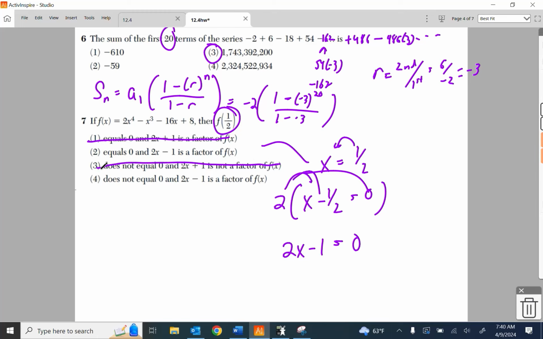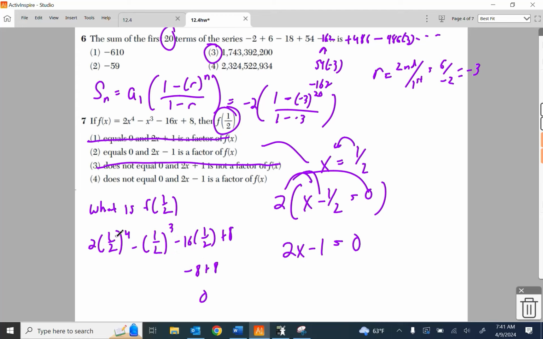All right. Now I want to know what f of a half is. That's the question. What is f of a half? That means everywhere I see an x, I plug in a half. 2 times a half to the 4th minus a half cubed minus 16 times a half plus an 8. That's going to be negative 8 plus 8, which is 0. That's cool. A half to the 4th is going to be a 16th. It's 2 times a 16th minus a half to the cubed is an 8th. This becomes an 8th minus an 8th. I get 0 plus 0.